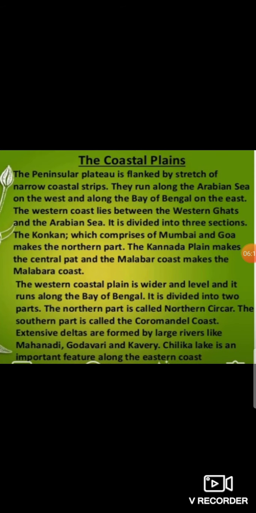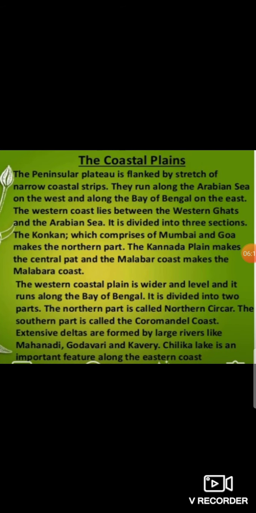Now, the eastern coastal plain begins from West Bengal in the north and stretches up to Kanyakumari. It passes through the coastal areas of Odisha, Andhra Pradesh, and Tamil Nadu. It lies between the Eastern Ghats and the Bay of Bengal. The northern part of the eastern coastal plain is called Northern Circars and the southern part is called the Coromandel coast.